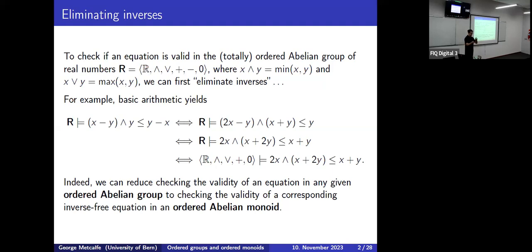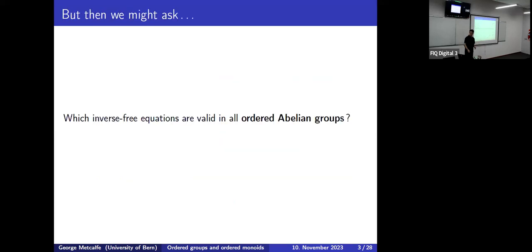Okay, so we can eliminate inverses, but then we can ask, well, which inverse-free equations are valid in all ordered abelian groups? And there's an easy and well-known answer to this, because it's precisely the ones that are valid in R, so in the real numbers. So to check if an equation holds in all ordered abelian groups, you can just look in the real numbers.